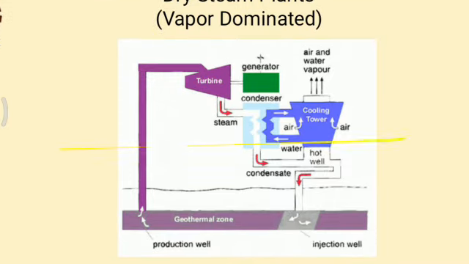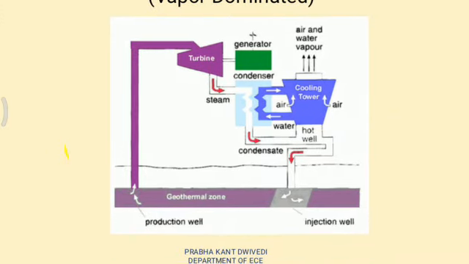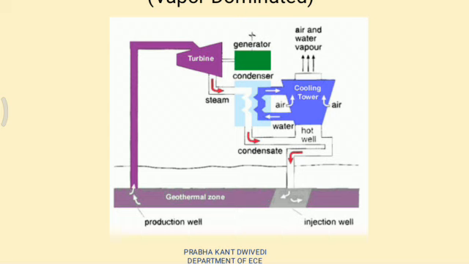Please go through the block diagram. As you can see in the block diagram, in the bottom of the leftmost corner, there is a production well. So, the hot water is extracted from this production well and rises up through the pipe to the turbine. When this steam passes through the turbine, it starts rotating, which means the turbine converts this thermal energy into mechanical energy, and the generator coupled with this turbine converts this mechanical energy into electrical energy.